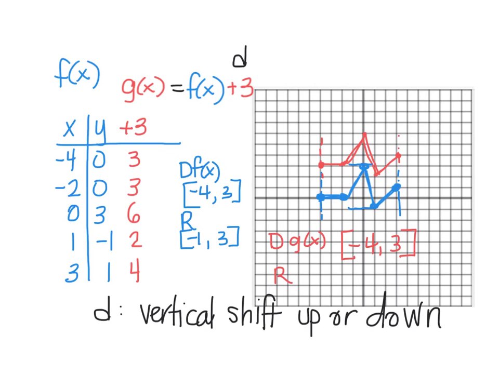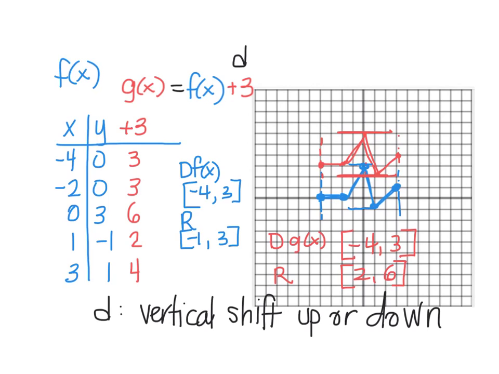What about the range of the red one? Well, the bottom is here and the top is here. So I went from 2 to 6. So my range went 2 to 6.